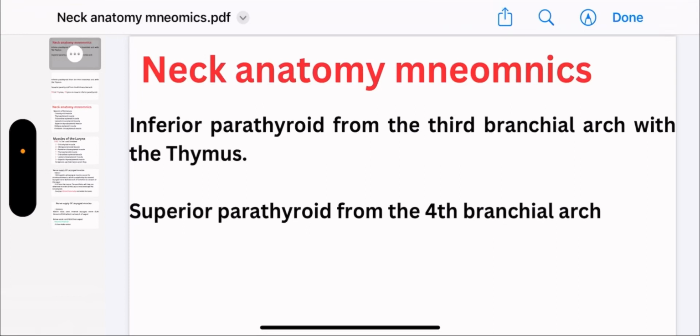Hello everyone, welcome back for another video, neck anatomy mnemonics. This video will cover a couple of points of the anatomy of the neck that you can easily remember using a mnemonic.